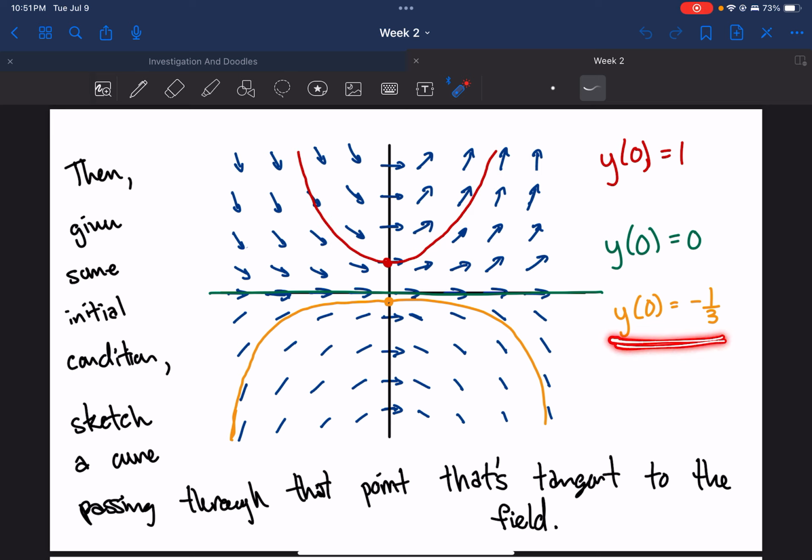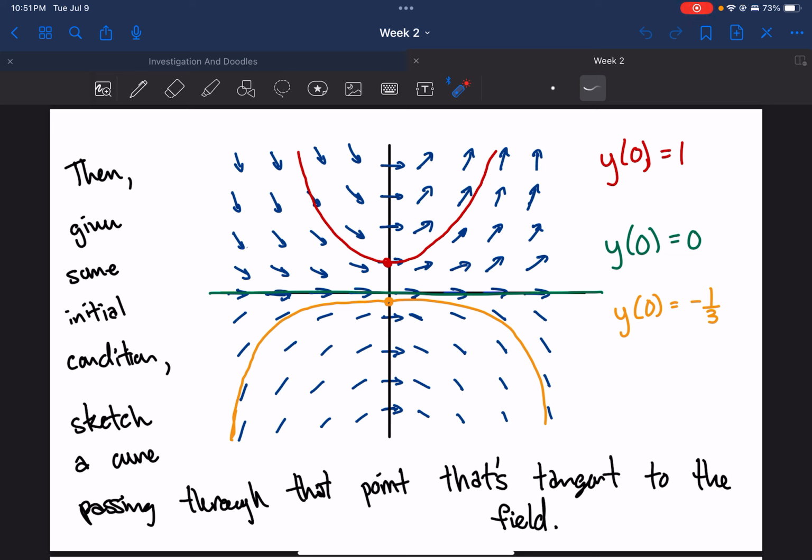Same thing with this one down here. Y of 0 equals -1/3. I put my finger on 0, -1/3, and I follow the flow of the direction field. Y of 0 equals 0, same thing. Put my finger right here, and I follow the flow of the direction field.